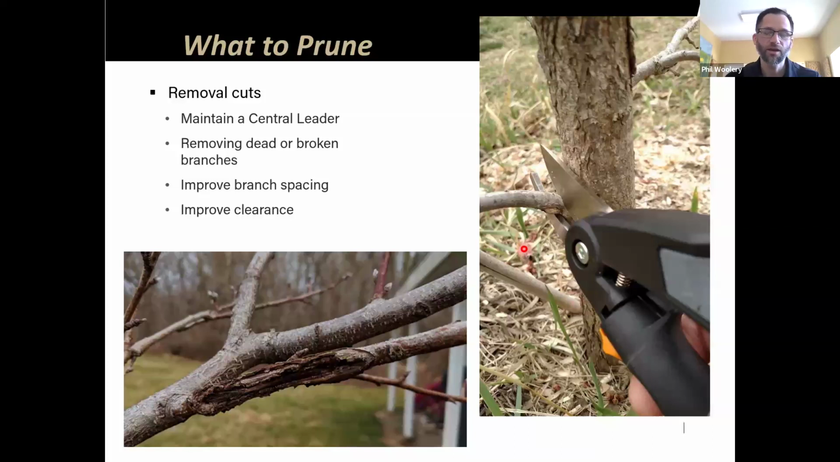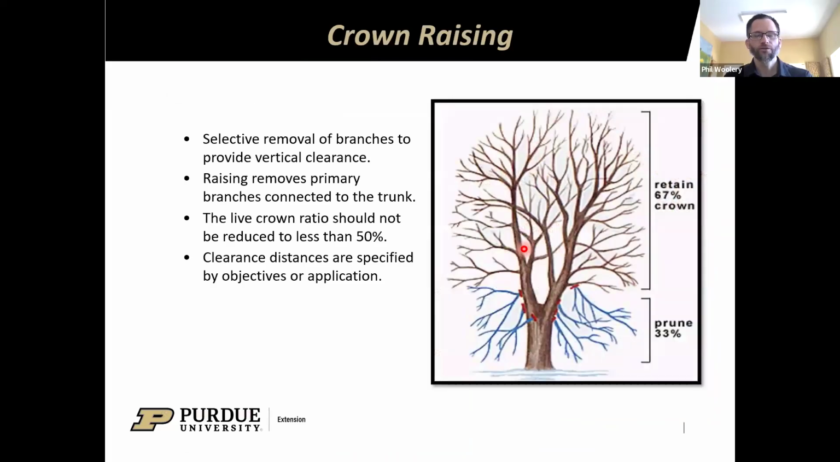Clearance too. Think about yards, walking, mowing, that sort of thing. One thing for clearance is crown raising. This is the selective removal of branches to provide vertical clearance. So we're removing some of these here, some connected to the trunk. There's a general rule of 1/3, 2/3. We want at least 2/3 of the height of that tree to have live branches on it.